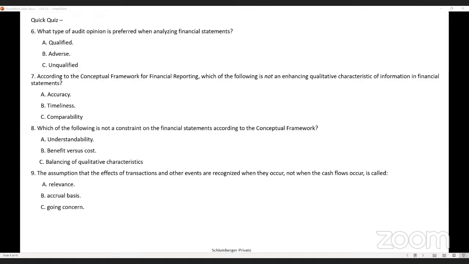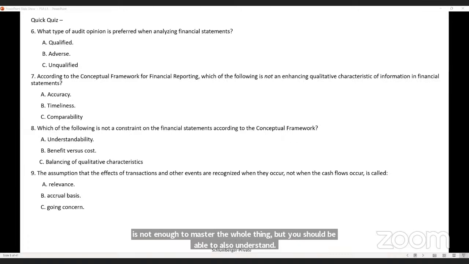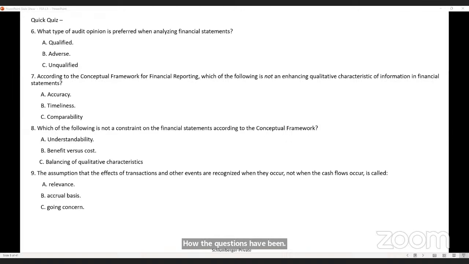So I will also advise you guys, ensure that you treat as many questions as you can lay your hands on. It is not enough to master the whole thing, but you should be able to also understand how the questions are being structured. I want you guys to give me your full answer. Just put it there, 6, 7, 8, 9. What do you have?